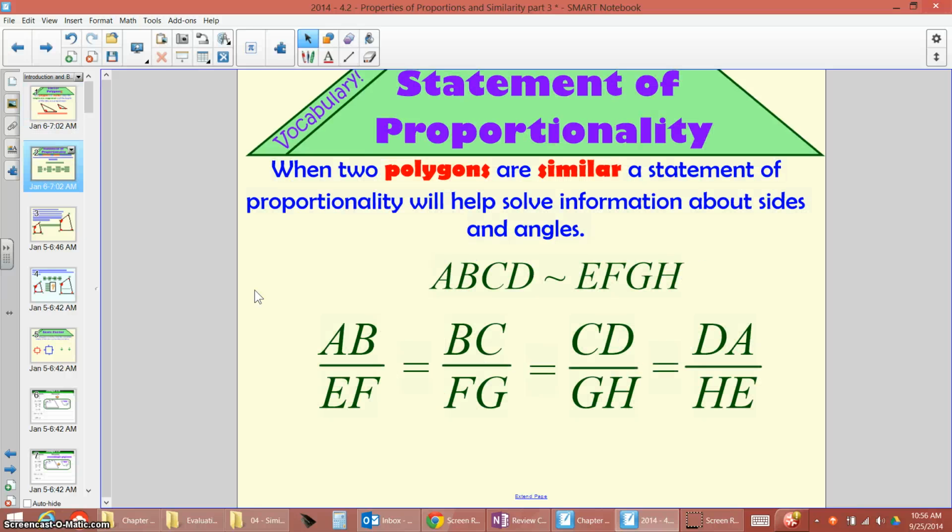When we talk about a statement of proportionality, we're talking about the sides of a polygon, and we're doing corresponding sides. So all of the top are from one polygon, and all of the bottom are from another polygon. And we're looking at ABCD and EFGH. And since they're similar, this little symbol right here says similar, we can then create these proportional statements where AB and EF are proportional because they're in corresponding locations on the picture.